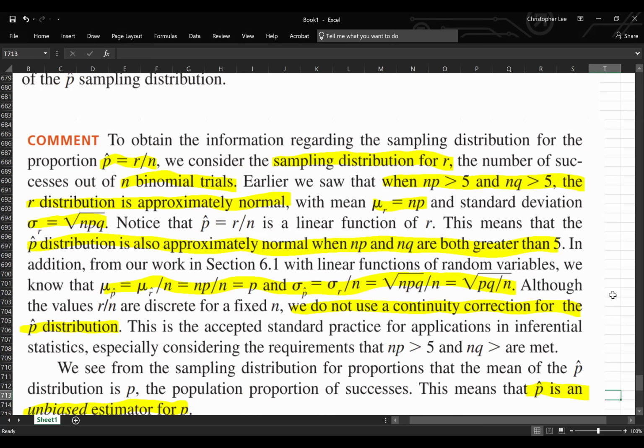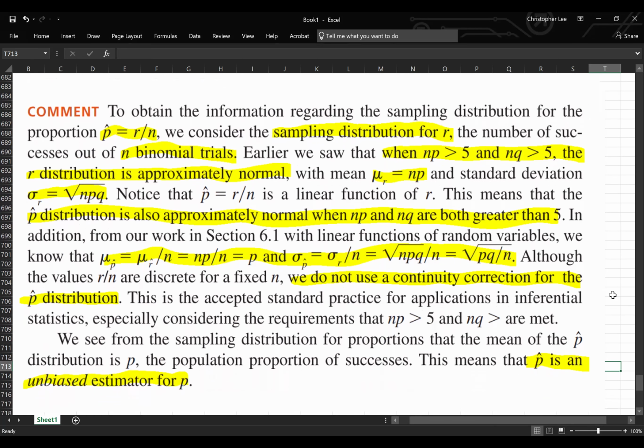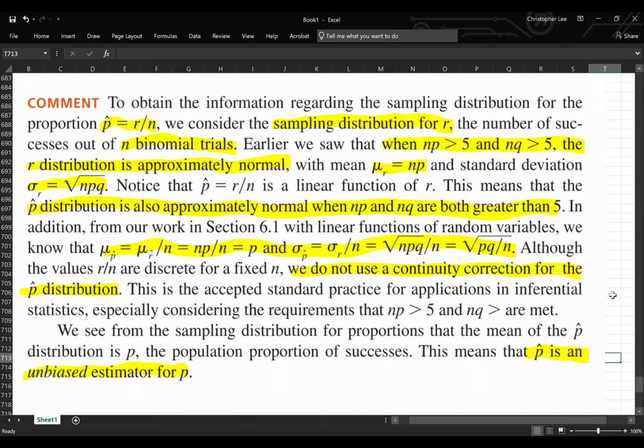Yeah. All right, so let's make a comment about this. So obtain the information regarding the sampling distribution for the proportion p hat equal to r over n. We consider the sampling distribution for r, the number of successes out of n binomial trials. Earlier, we saw that when n times p is greater than 5 and n times q is greater than 5, the r distribution is approximately normal, with mean mu for r equal to n times p and standard deviation sigma for r equal to the square root of n times p times q.